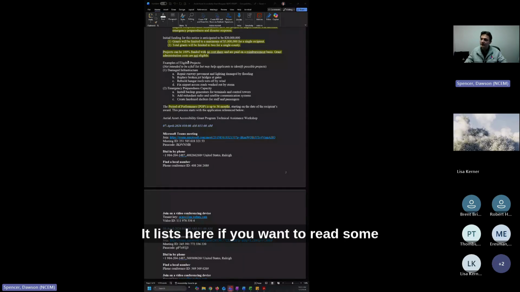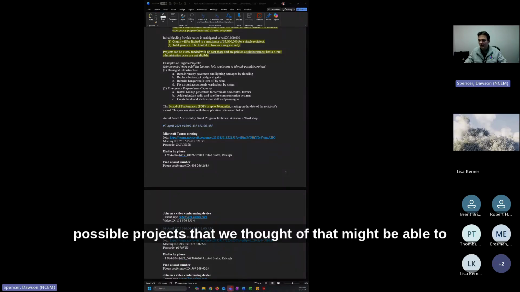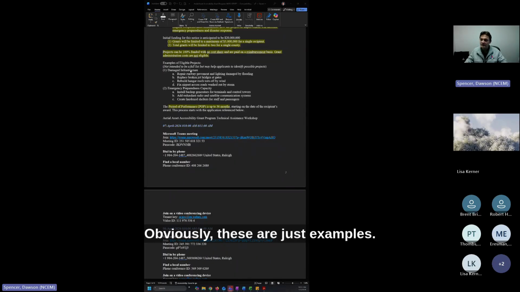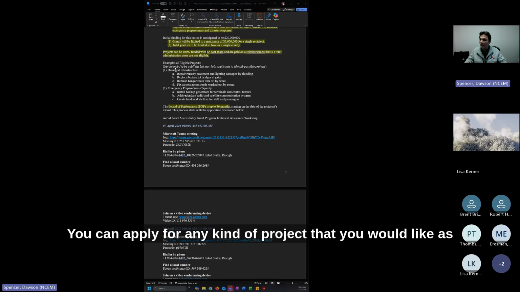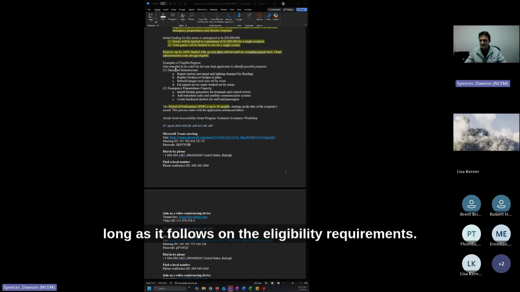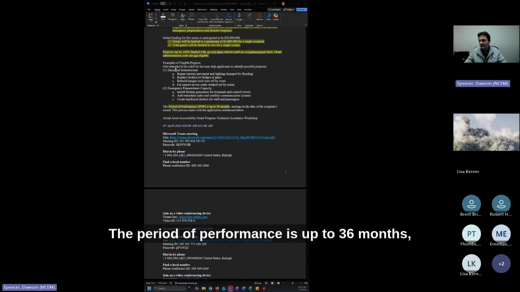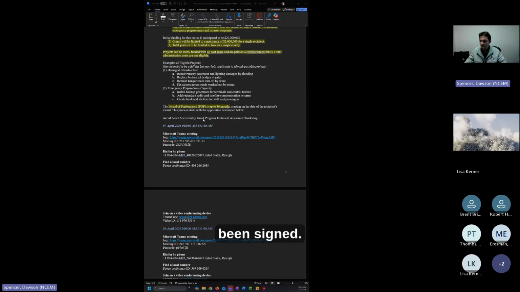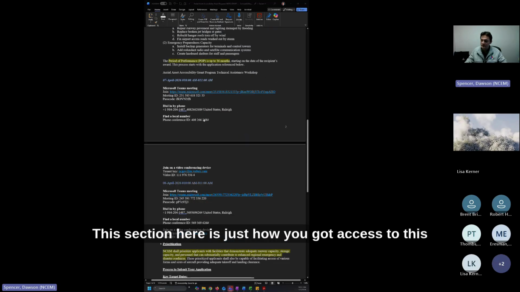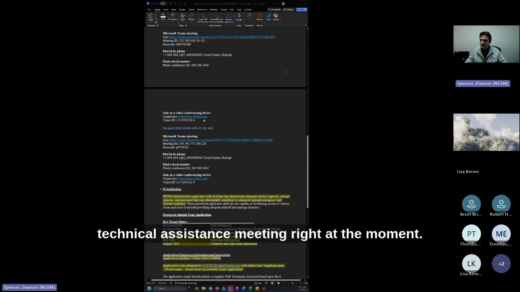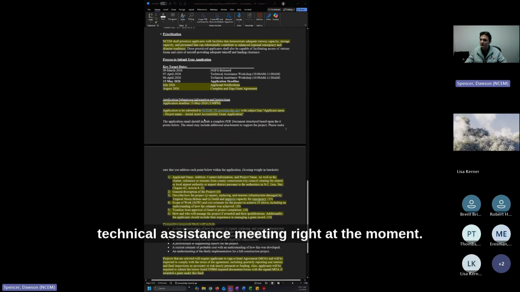It lists here, if you want to read some possible projects that we thought of that might be applicable for this process. Obviously, these are just examples. You can apply for any kind of project that you would like, as long as it follows the eligibility requirements. The period of performance is up to 36 months, and that does start once the MOA and award have been signed. This section here is just how you got access to this technical assistance meeting right at the moment.